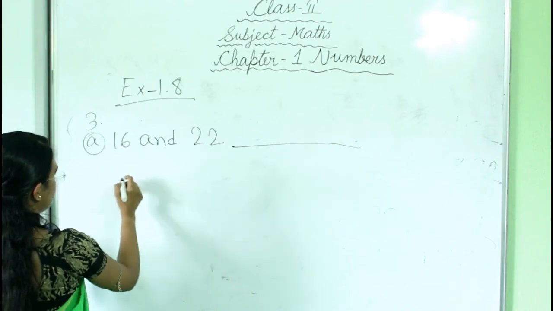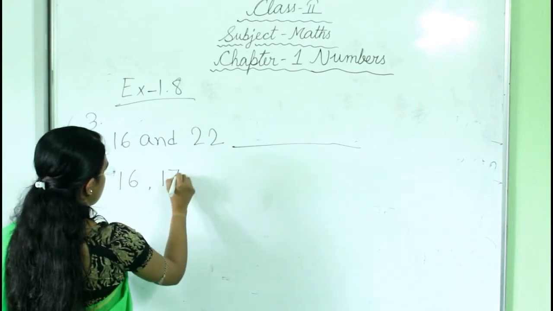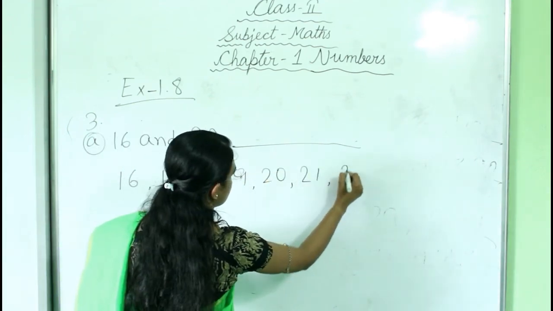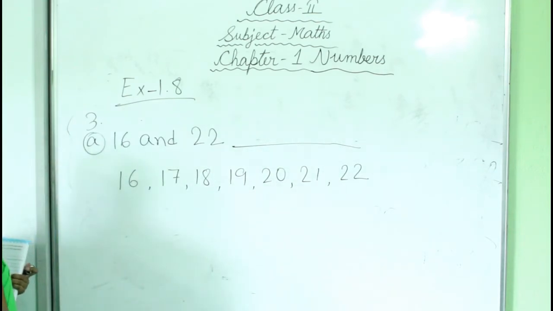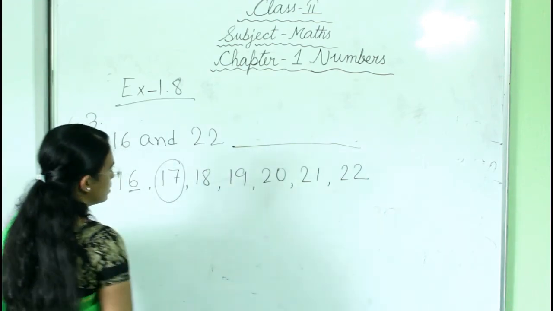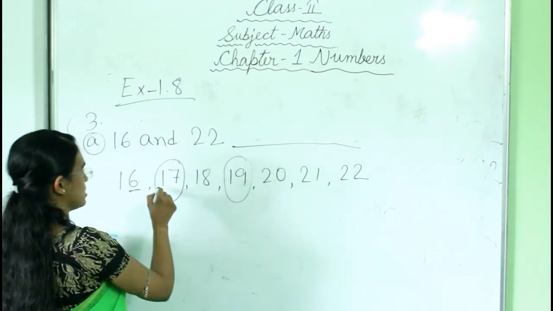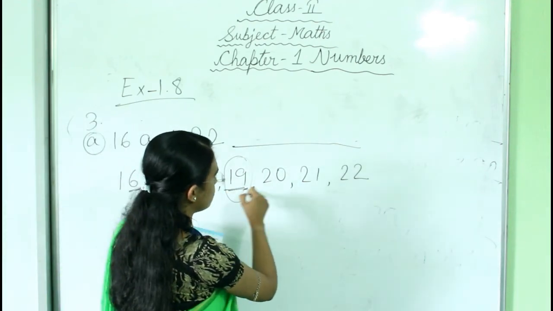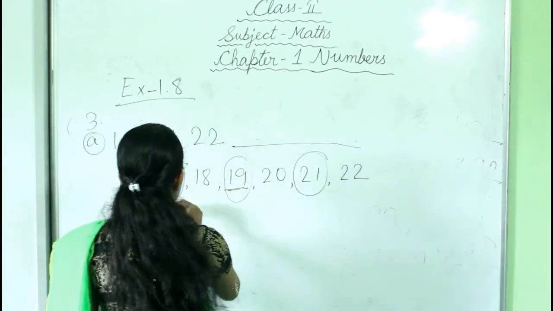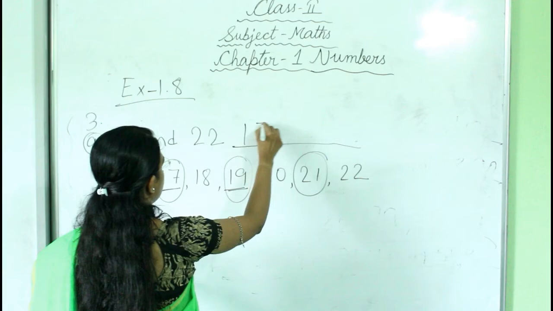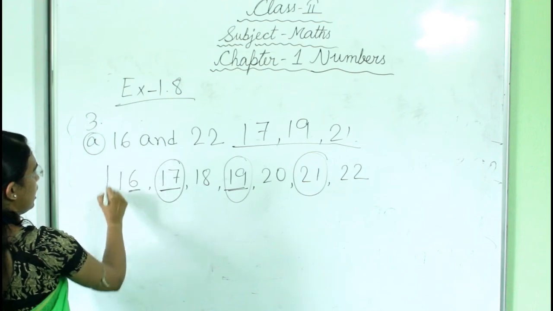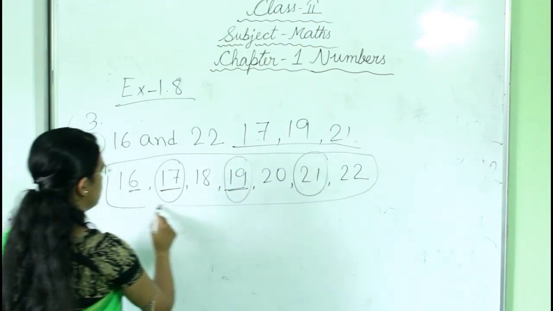So if we start writing from 16, then 17, 18, 19, 20, 21, 22. Now we have to find out the odd numbers. 6 is an odd number or even number? Even number. 7 is an odd number. 9 is an odd number. That means 17 is an odd number, 19 is an odd number, 21 is an odd number, because we can't make pairs of these numbers. Okay. So these three are the odd numbers: 17, 19, 21. With the help of this chart you can find out the odd numbers.